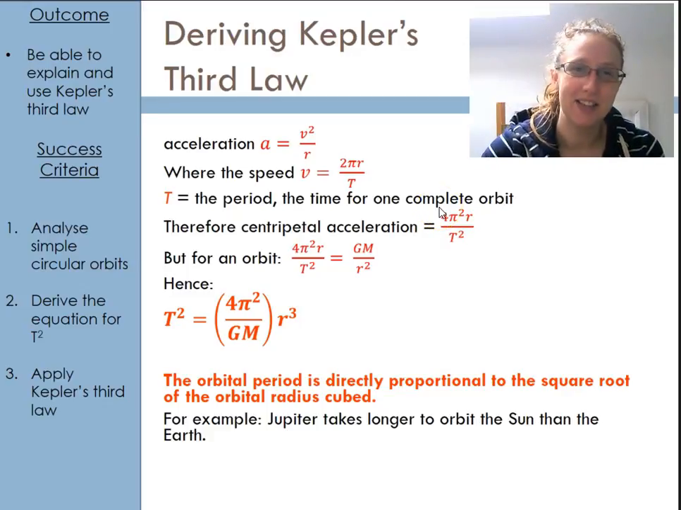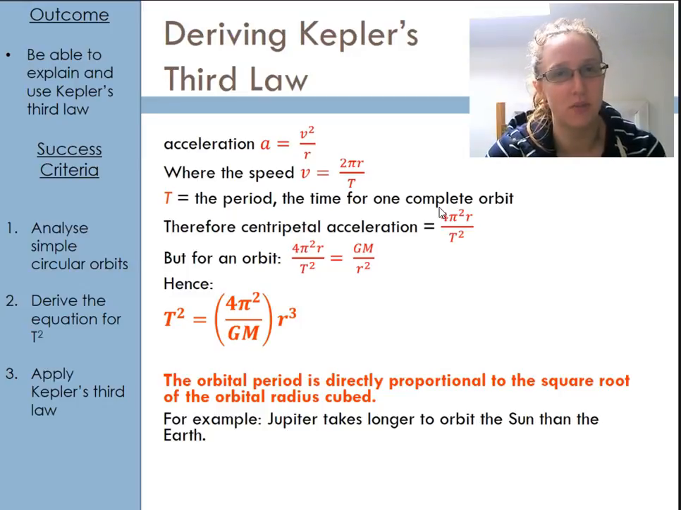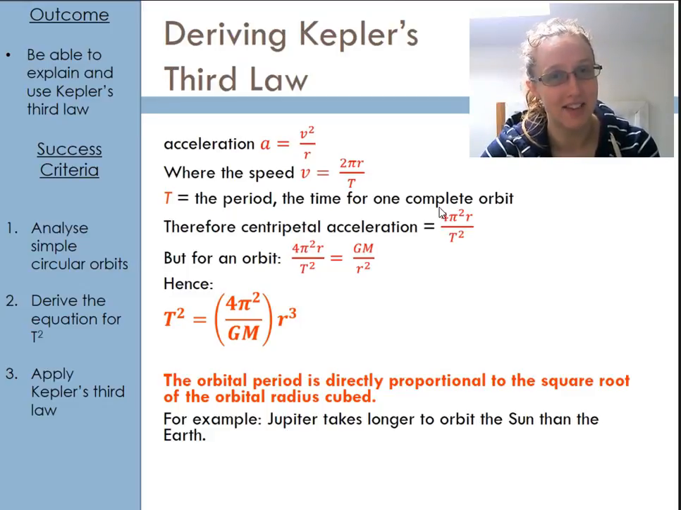Now, as I said earlier, that centripetal acceleration is caused by the gravitational field of the object that we're orbiting. So if I look at the acceleration caused by that field at that distance away, that's going to be GM over r squared, which is what we said earlier, and it's just a restatement of what we had before. Now I'm saying that these two things are equal to each other.